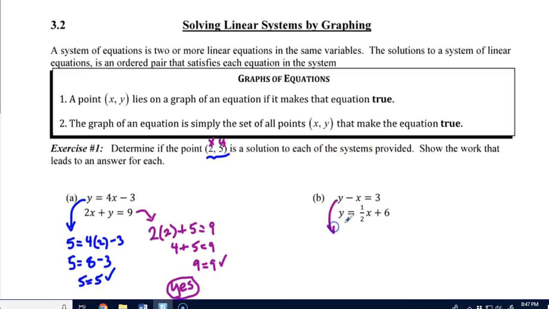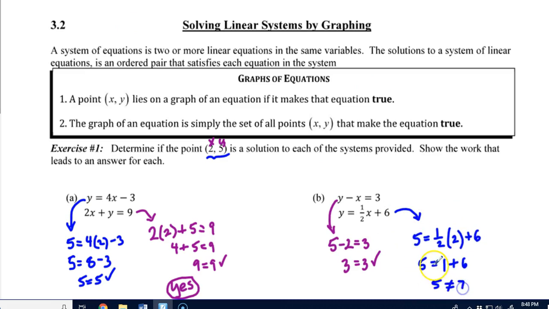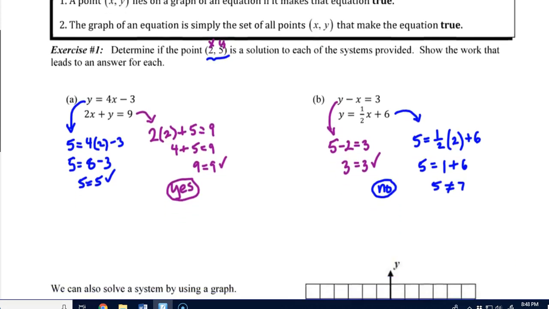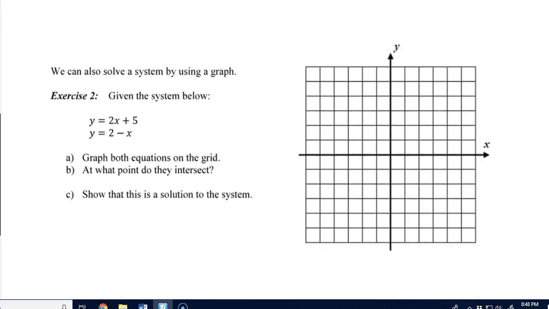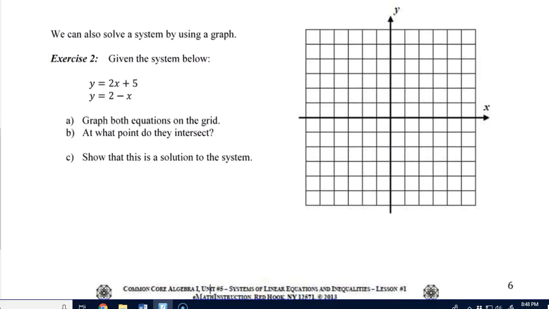So hopefully you took time to make these substitutions. So because the point is only a solution to one of the lines, it is not a solution to this system. So, no. Now, what we're going to do is start with a system and try to find out what is that point. If there is a point that they have in common, that's going to be the solution. Okay, so let's have you graph both of these equations and then play the recording when you're ready.